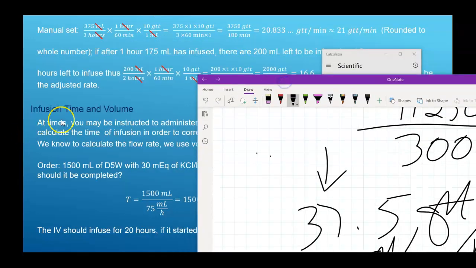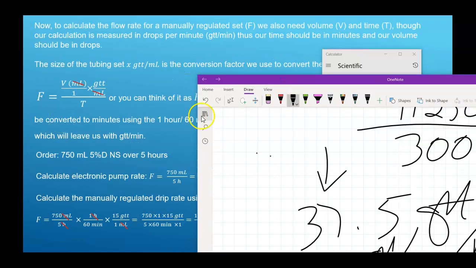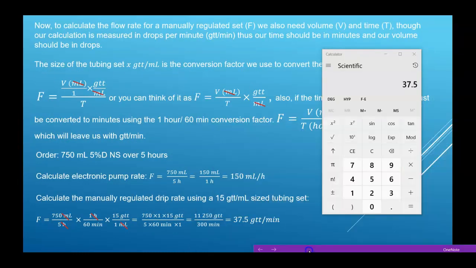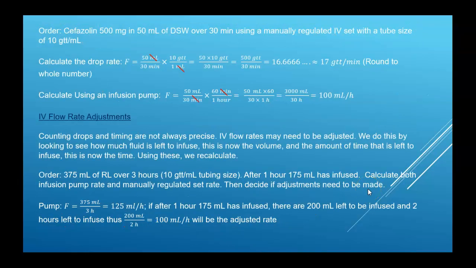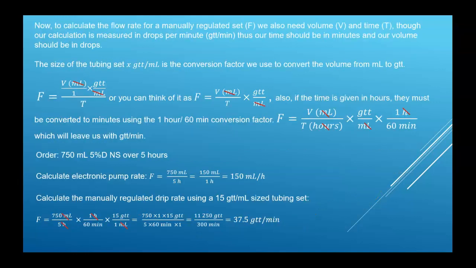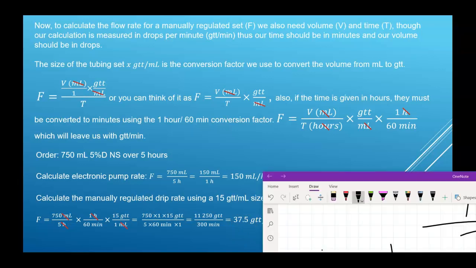Nope, I switched pages, I think. There we go. Oh, I guess I didn't note that on here. Nope. Okay, so yeah, 37.5. This should be rounded up to 38 drops per minute.